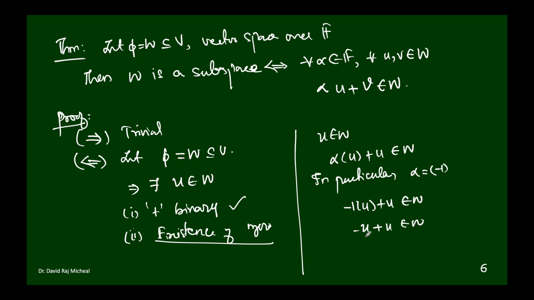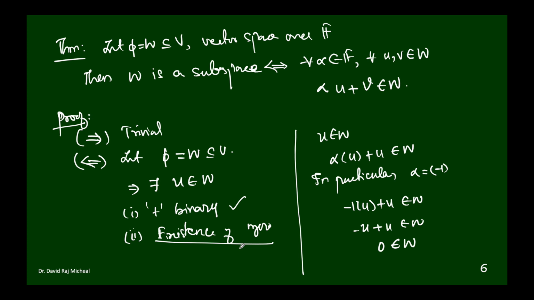So minus u plus u is 0 from the vector space definition, and that must belong to W. That's what we have proved. We have proved that 0 belongs to W, and if this 0 is an identity for V, then this 0 must also be an identity for W. That is clear, correct? I just wanted to verify whether 0 is inside W or not. It must be inside W because of the hypothesis.